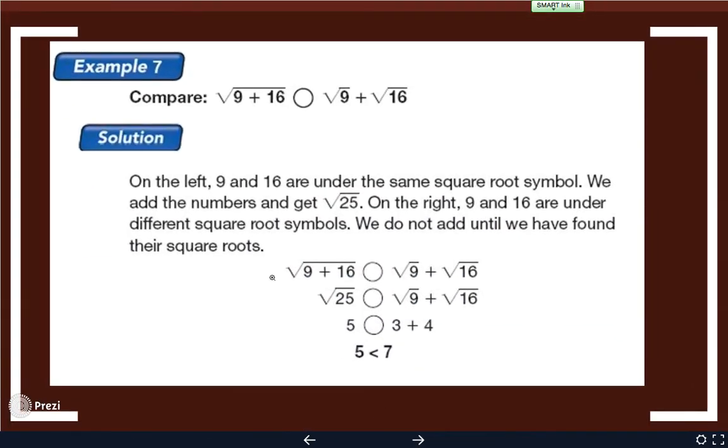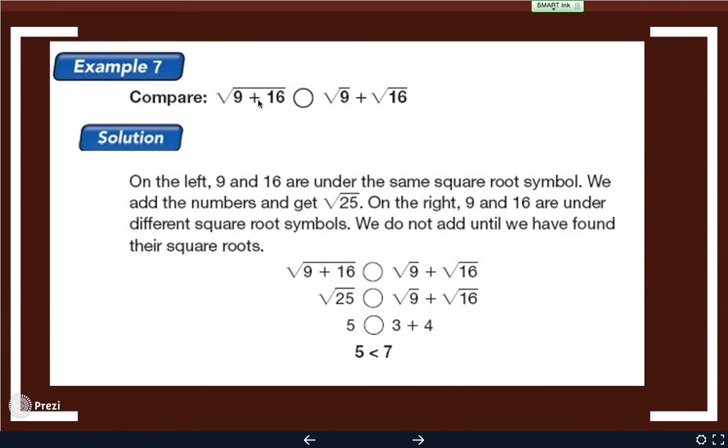Now we're going to compare these two numbers, and first what you need to do is the square root brackets go first. So what you need to do is take the square root of this and that. The square root of 9 is 3, and the square root of 16 is 4. Then we add them on this side.